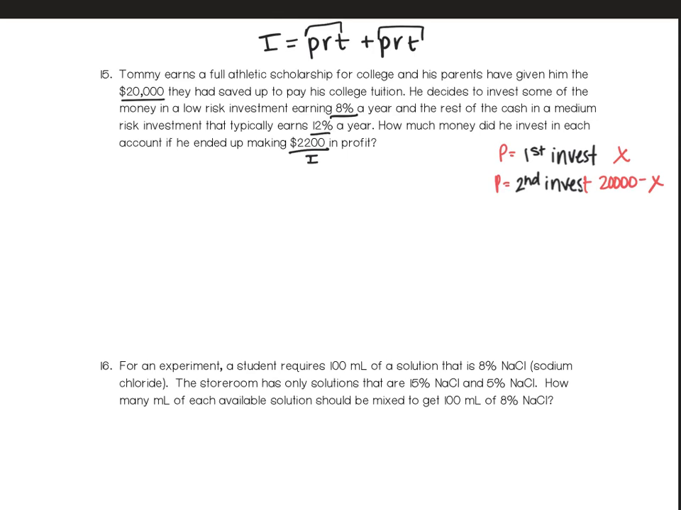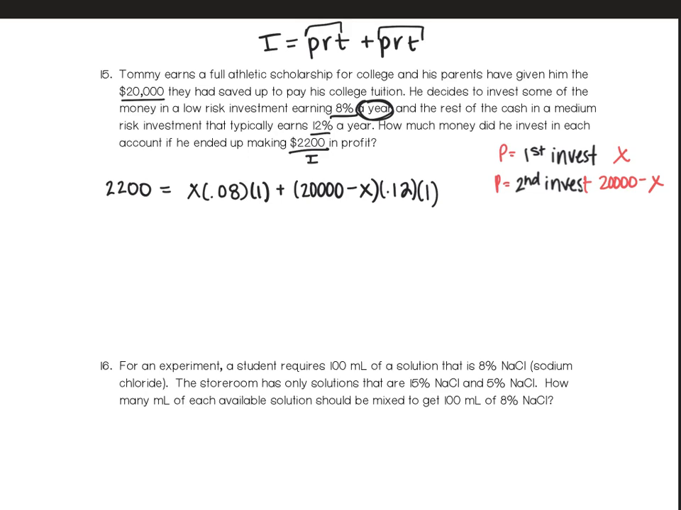So then I'm just going to start filling things in. So my interest is $2,200, and that equals the first principal, which is X, the first rate, which you always need to express as a decimal, so 8% is really 0.08. It doesn't really say a lot, it just says he's making this much a year, so let's assume that the time is 1. And then plus our second principal, which is 20,000 minus X, times our second rate, which is 0.12, and the time is still 1 year. And then you're just simplifying and solving.